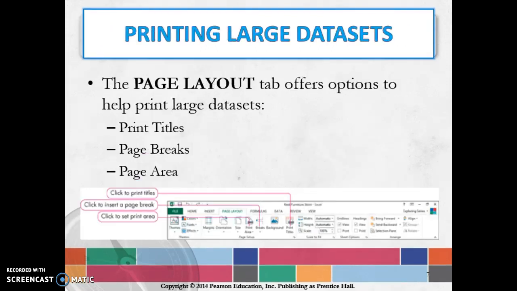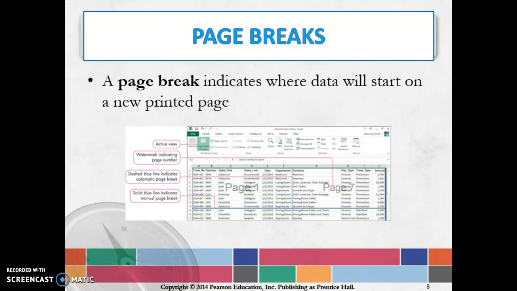Now, what if we need to print a data set that's huge? This talks a little bit about that. How do we print a large data set? We first want to be able to do a page layout, so we want to decide what we want it to look like. Are there certain titles that we want to show up on every page? Do we want the page to break at a certain point? Do we need a certain area on that page? All of those are things we have to keep in mind when we're printing these large data sets. The page break is going to indicate where the data is going to start on the next page.